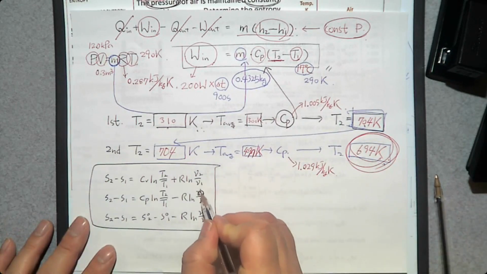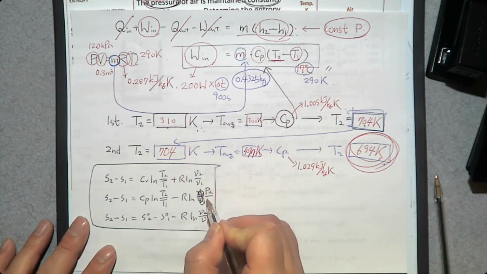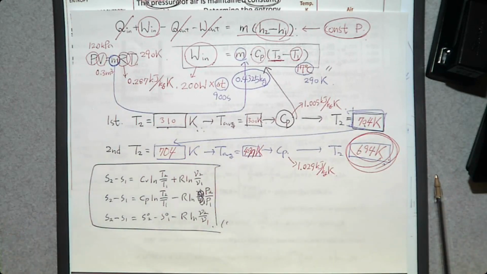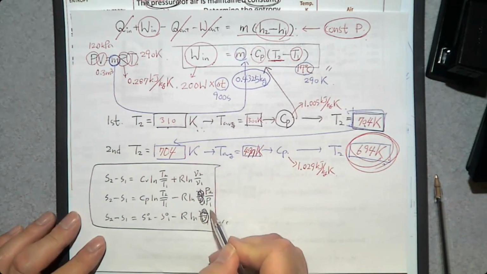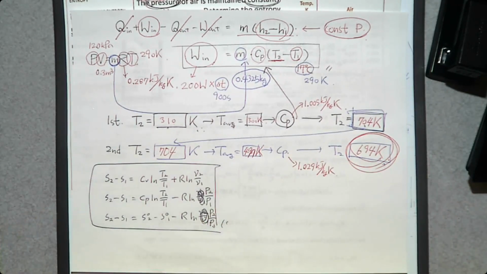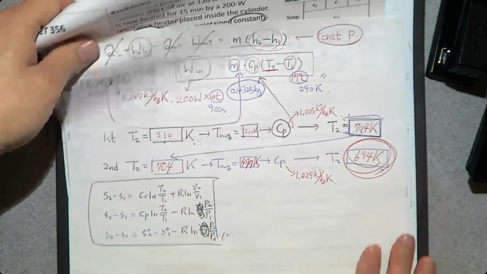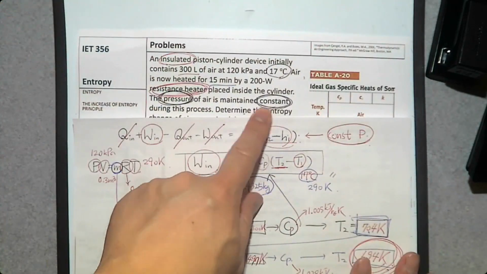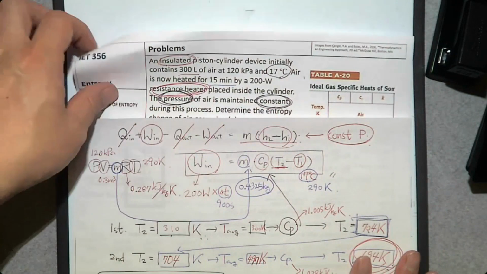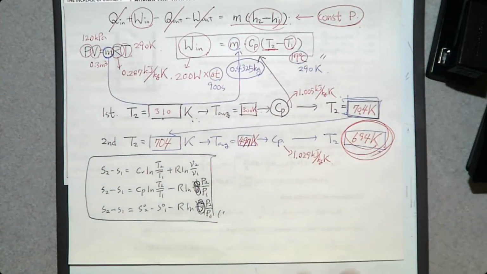So this is P2 over P1. So which one? There's one more mistake. This one is also P2 over P1. So in our system, the problem is a constant pressure process. So P remains constant. Then it is convenient to select the equation in the middle because we have a P1 and P2.